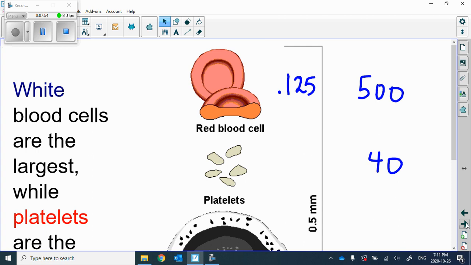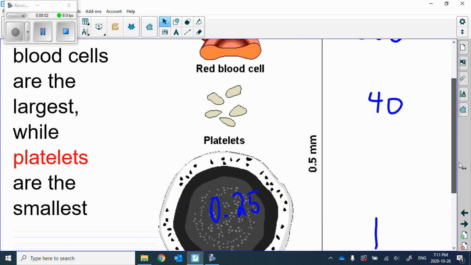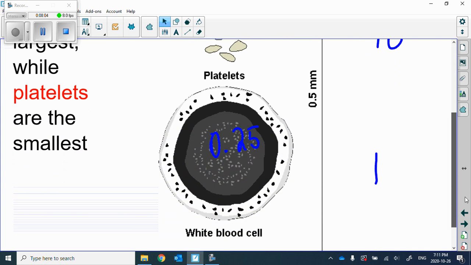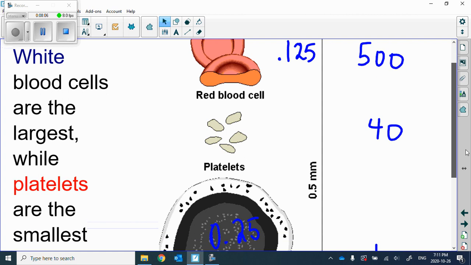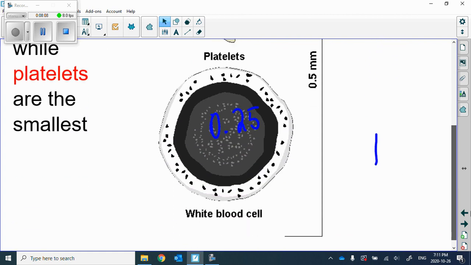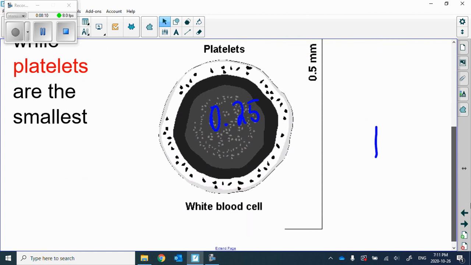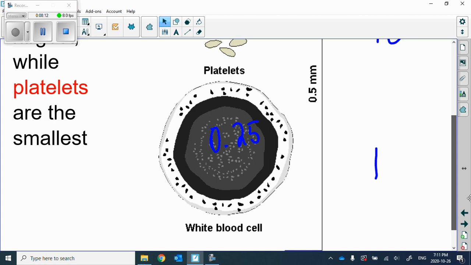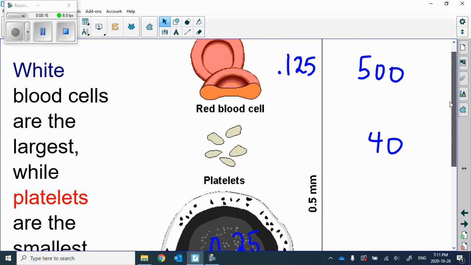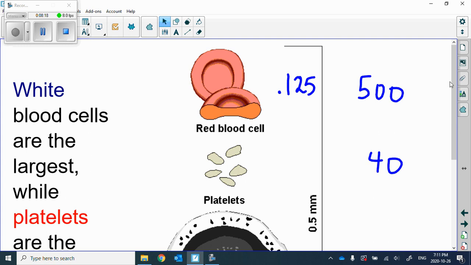So this diagram, when you do task 1, you might want to refer back to this. White blood cells are the largest, while platelets are the smallest, and white blood cells and red blood cells are in the middle. Okay, so this whole thing is 0.5 millimeter. White blood cells would be about 1/2 of that 0.5 millimeter. Red blood cells would be about 1/4 of that 0.5 millimeter, and platelets are somewhere even smaller than that.